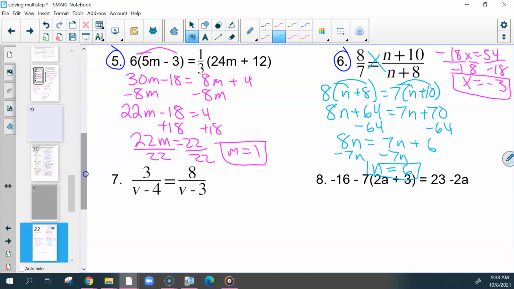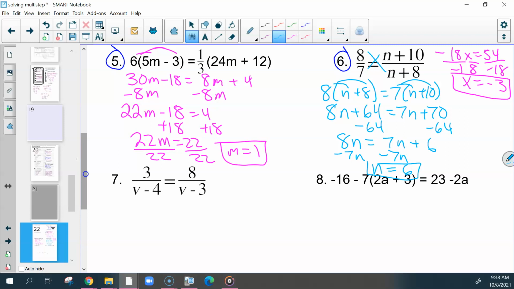So n should equal 6. Wait, what? 6. Yeah. Why don't you divide? So anytime we have variables on the same side, we cannot divide. I'm saying this because some of you are going to do this by accident. We should be adding or subtracting to get variables on the same side.